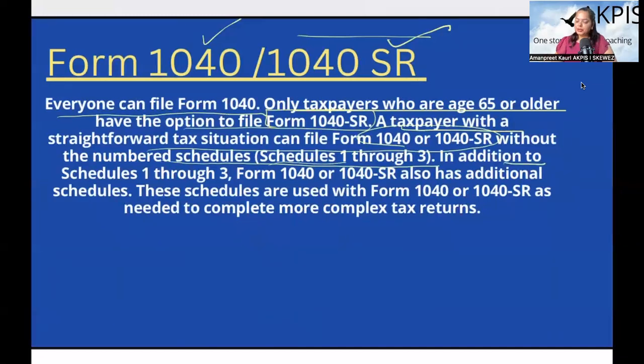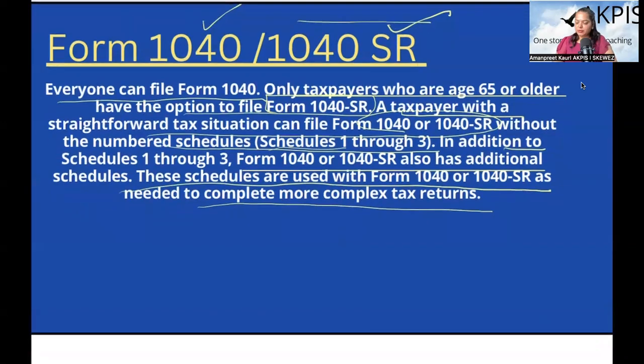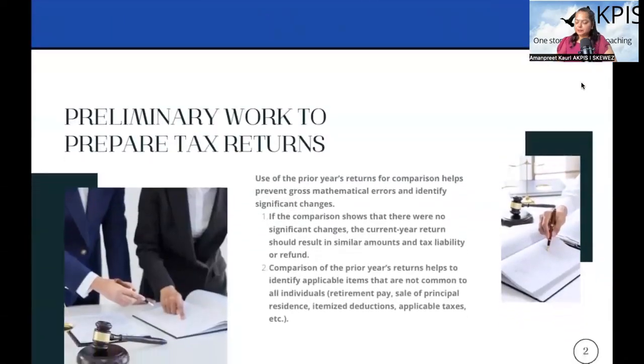But in addition to Schedules 1 to 3, Form 1040 or 1040-SR for senior citizens also have additional schedules. These schedules are used with these forms, whether 1040 for an individual or 1040-SR for an individual senior citizen. They need to be completed as needed to complete more complex tax returns. So that means without the numbered Schedules 1 to 3, you're supposed to fill certain schedules which are attached with the forms to complete your return.